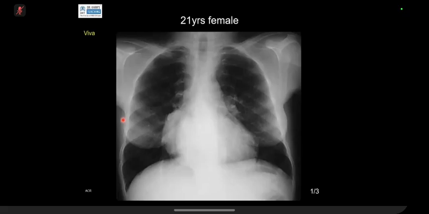I'm presenting a chest radiograph. I can see widening of the mediastinum in the paravertebral region with paravertebral line obliteration. There is also related expansion of the ribs.